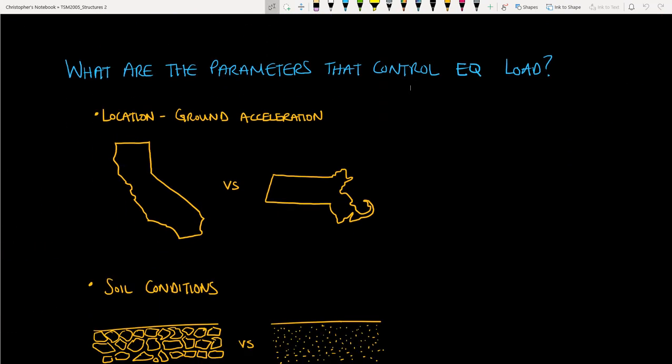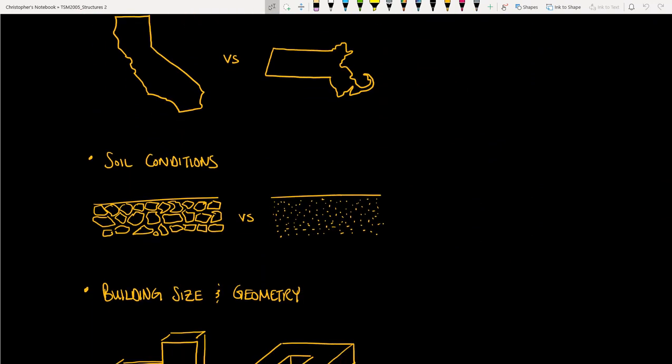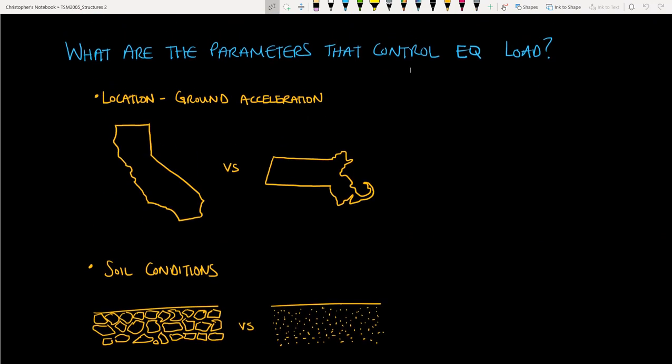Similar to our discussion with wind, we will first lay out the parameters that control earthquake load. Also similar to wind, we start with location. Different locations will have different ground accelerations depending on their proximity to fault lines that form between tectonic plates. For example, California has much higher seismic activity than Massachusetts.